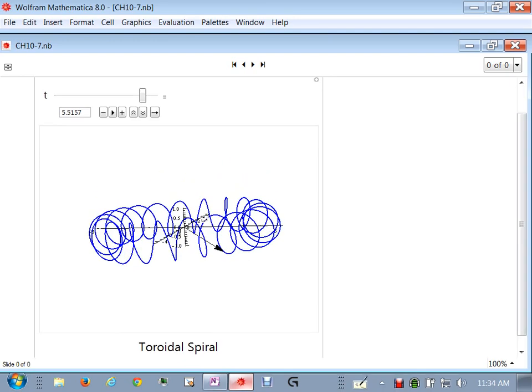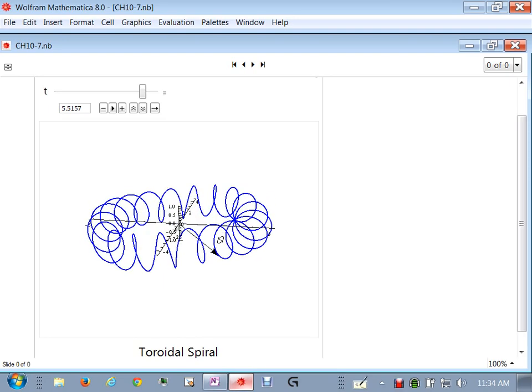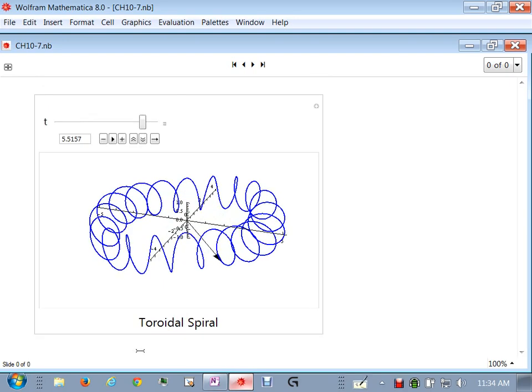This is called a toroidal spiral. You know where it gets that name from? Toro, you know where this comes from? The torus. The torus is the fancy name for a donut, okay? It's a fancy name for a donut. And you take a donut and imagine a spiral wrapped around it. It's called a toroidal spiral.